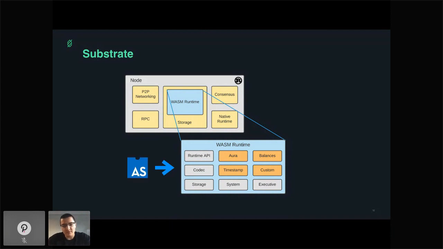So the aim of our project was to verify that WASM runtimes can be developed from scratch without using the Substrate framework, and this is actually what we did. We basically implemented the whole runtime that you see there in the diagram in AssemblyScript. We implemented not only the pallets that we need for our account-based runtime, but also the storage, system, executive, and the other modules.